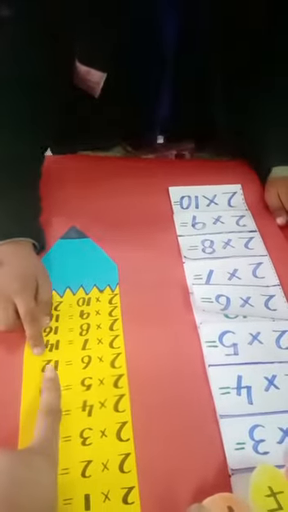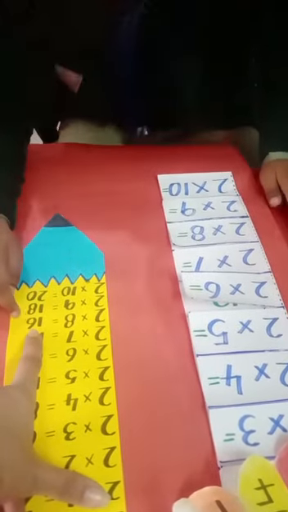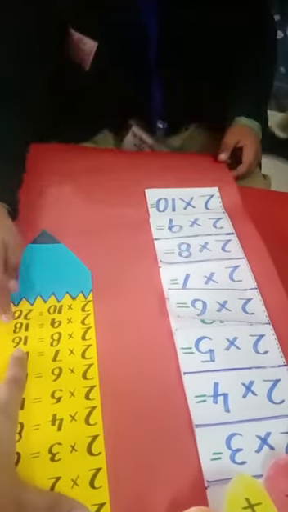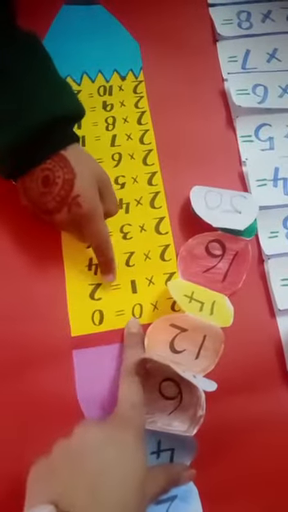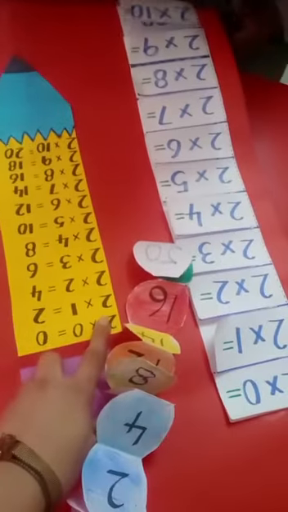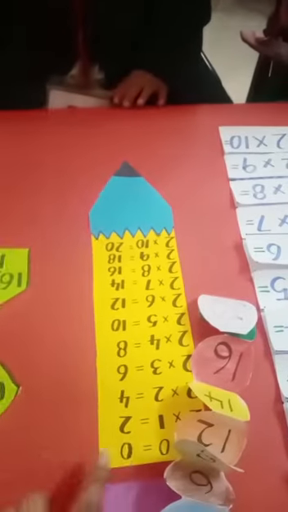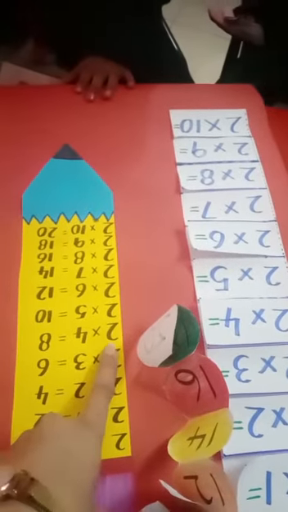2 eights are? 16. What is the number? 2. Okay, what is this? 2 zeros are 0. Okay, Hania, tell me, 2 ones are? 2. Okay, Huran, tell me, 2 twos are? 4. Okay, Hafza, tell me, what is this number?